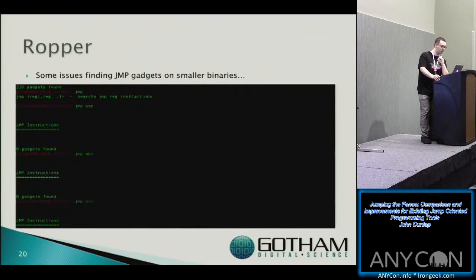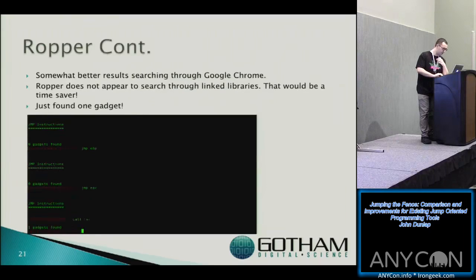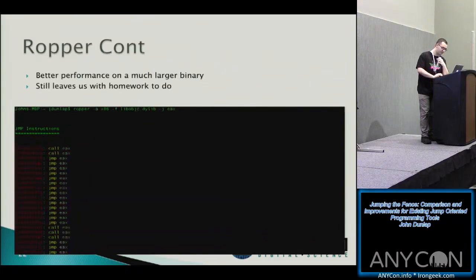So here are some smaller binaries on Ropper. Have any of you guys used Ropper before? It's a ROP gadget finding tool. It dumps out all the instruction, return, or in this case, instruction, jump. In this case, we're looking for jump ESP. It finds practically nothing. Ask for jump EBX, finds practically nothing. On a much larger binary, we start to find stuff, but it's really not ideal for the attack.